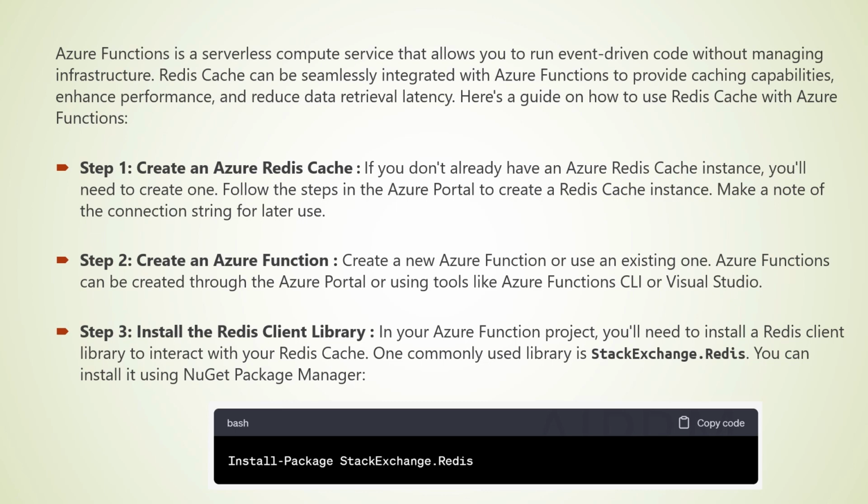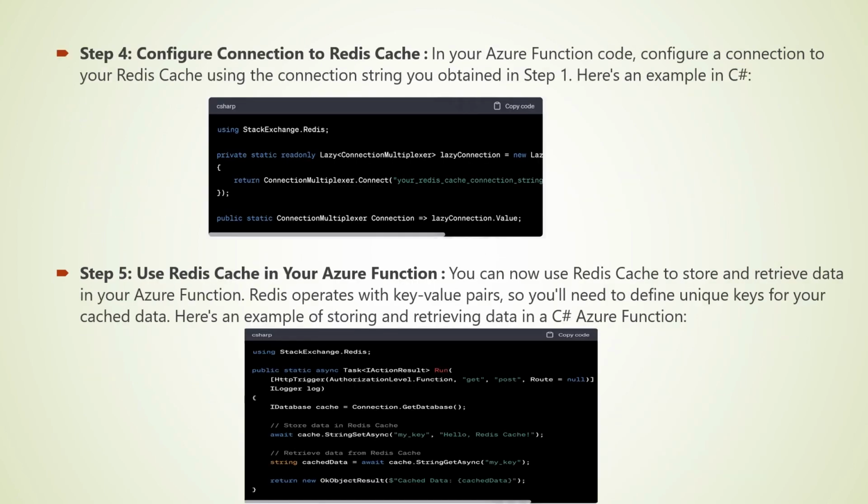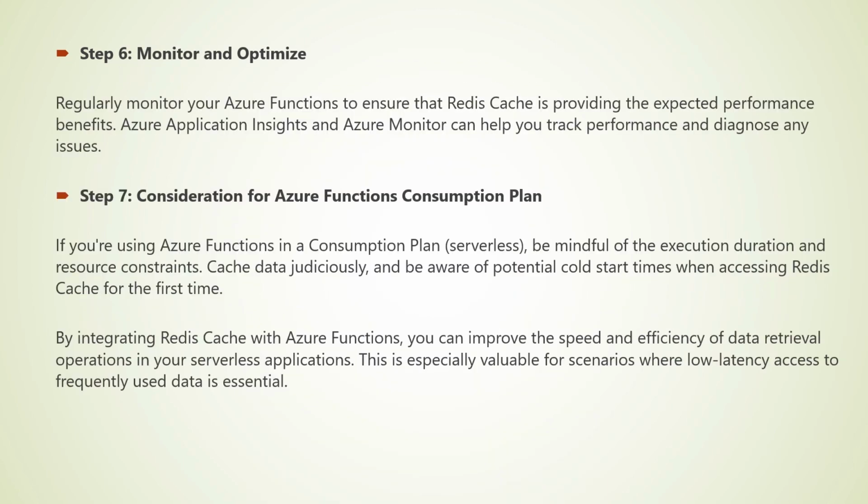Step 4. Configure connection to Redis cache. In your Azure function code, configure a connection to your Redis cache using the connection string you obtained in Step 1. Here's an example in C#. Step 5. Use Redis Cache in your Azure function. You can now use Redis Cache to store and retrieve data in your Azure function. Redis operates with key-value pairs, so you'll need to define unique keys for your cached data. Here's an example of storing and retrieving data in a C# Azure function.